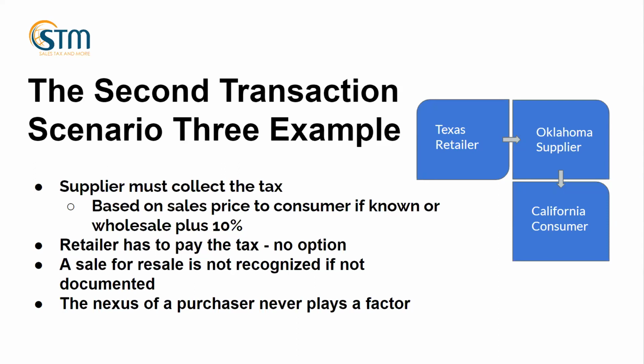So the retailer has to pay the tax, no option. The other option would be not to do the transaction with the supplier. Or, if the supplier wants to do it with the retailer refusing to pay the tax, that's a customer service issue. But in general, the retailer has to pay the tax if they want to go through with the sale. Sale for resale, not recognized if it's not properly documented. And in this case, the California certificate is the one that needs to be used. And I can't say this enough, the nexus of a purchaser never plays a factor.